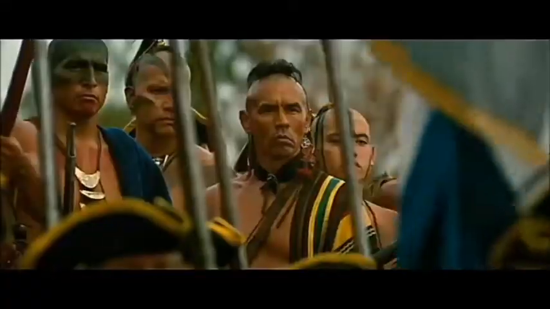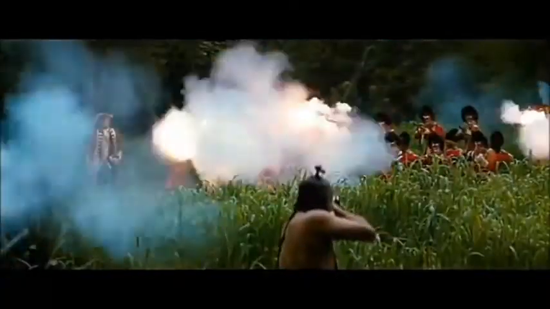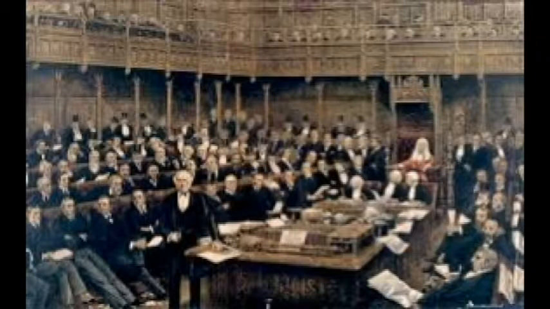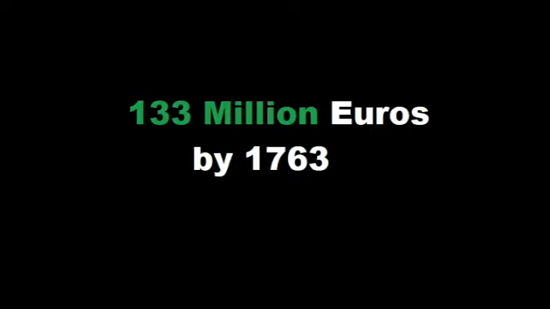The French and Indian War began in 1756 and pitted the colonies of Great Britain against New France and the Americas. Both sides were supported financially and militarily by their parent nations. In order to fund the war, Great Britain borrowed an extensive amount of money from British and Dutch bankers, doubling the national debt to 133 million euros by 1763.